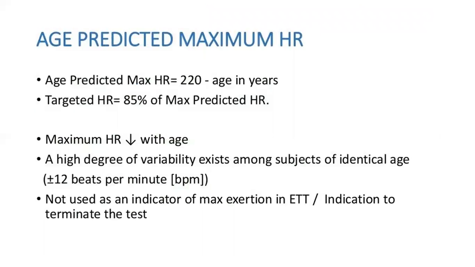Age predicted maximum HR is equal to 220 minus age in years. Targeted HR is equal to 85% of maximum predicted HR. Maximum HR decreases with age. A high degree of variability exists among subjects of identical age, so it is not used as an indicator of maximum exertion in ETT, or as an indication to terminate the test.